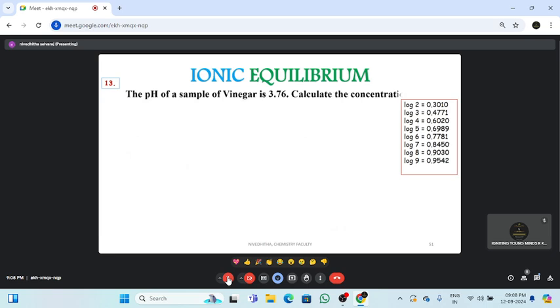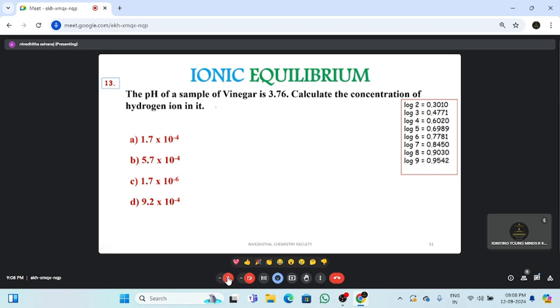The pH of a sample of vinegar is 3.76. So we are provided with the value of pH and they're asking us to find the H plus ion concentration. So it is opposite to the last question. In the last question, we were provided with the H plus ion concentration and asked to find the value of pH. Now we are provided with pH and we have to find the H plus ion concentration.